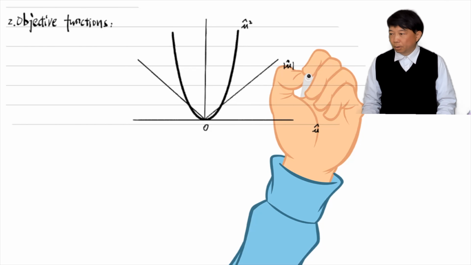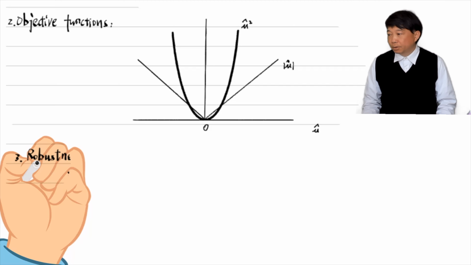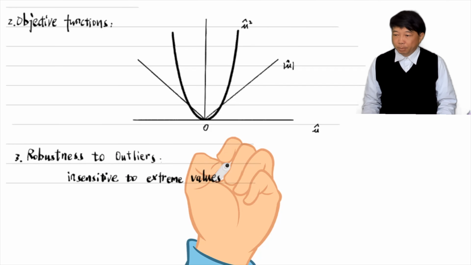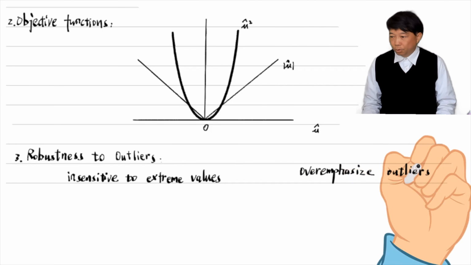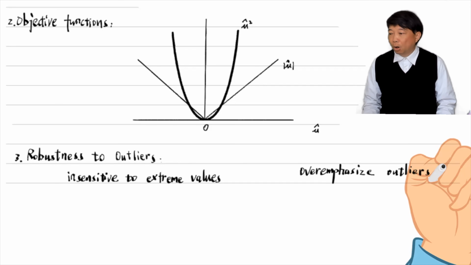In OLS, observations with larger residuals have greater weight due to the square term of the objective function. By contrast, the LAD objective function is linear in both sides of 0 and does not exaggerate the influence of extreme values. As a result, the LAD estimators are insensitive to extreme values, but the OLS estimators overemphasize the influence of the outliers.